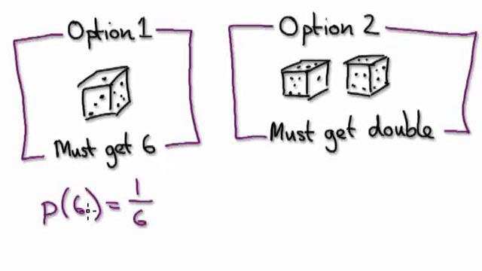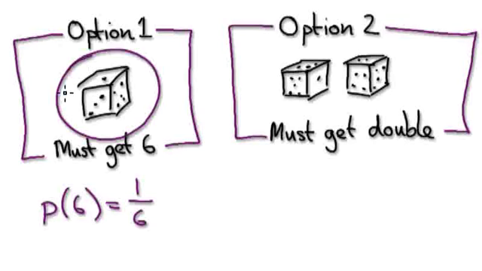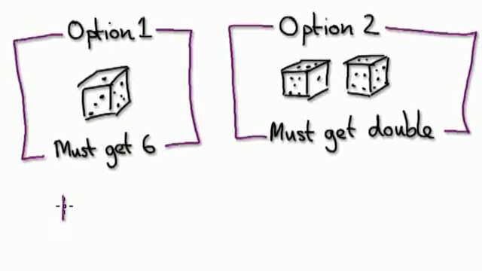Again, you want to visualize all the things that could happen with this scenario here. So there are 6 possible things, and there's only one thing that you're interested in, which is the 6. So the probability of you getting a 6 would be 1 over 6.